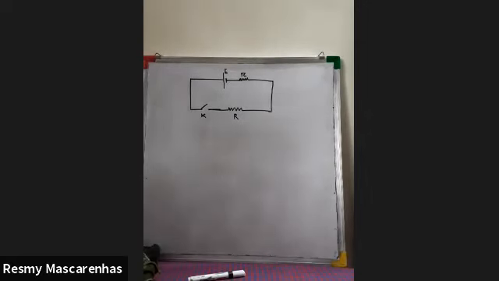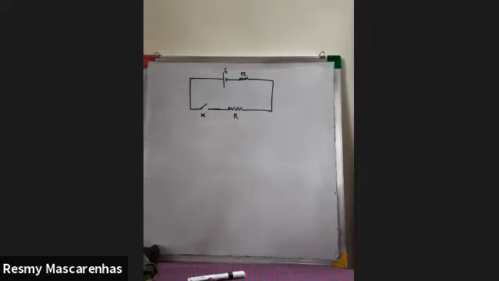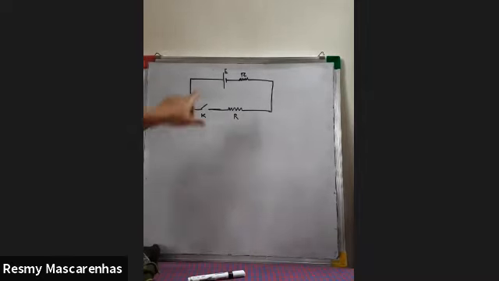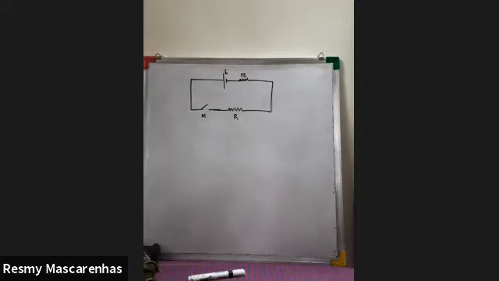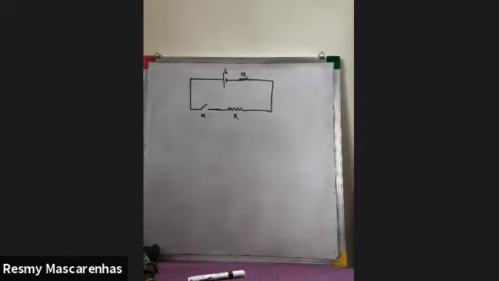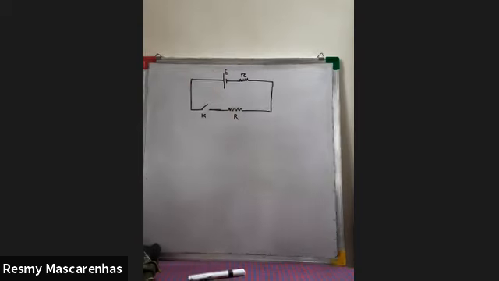when the key is open, the potential difference across terminals of cell is EMF, into bracket write E. I'll repeat, when the key is open, the potential difference across terminals of cell is EMF, into bracket write E.